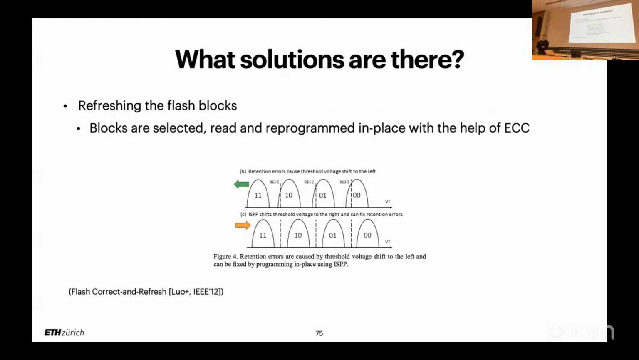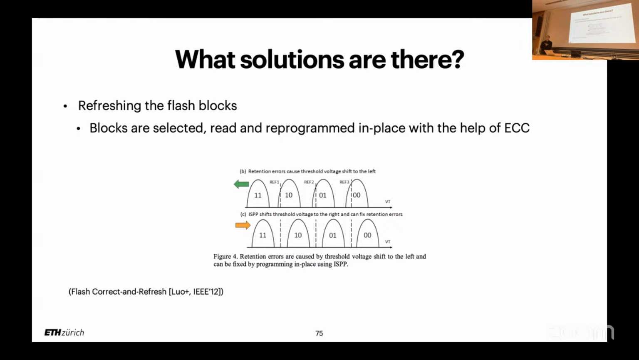Now, the actual refresh solution, basically, you program in place. So you would do ISPP. You'd apply a voltage, and you'd slowly, incrementally shift the voltage distribution to the right. So if it shifts left and the reference voltage is wrong, then you'd try to shift it back. So that's basically the idea. I hope that clears that up.